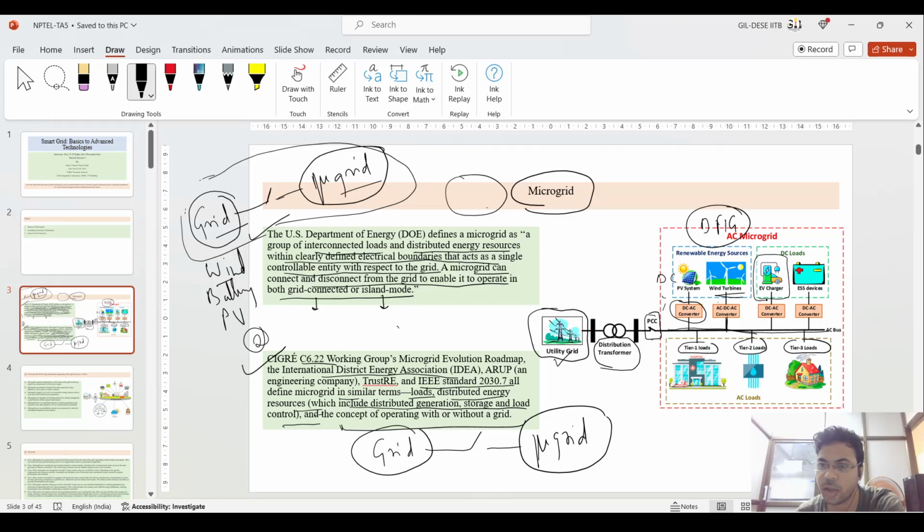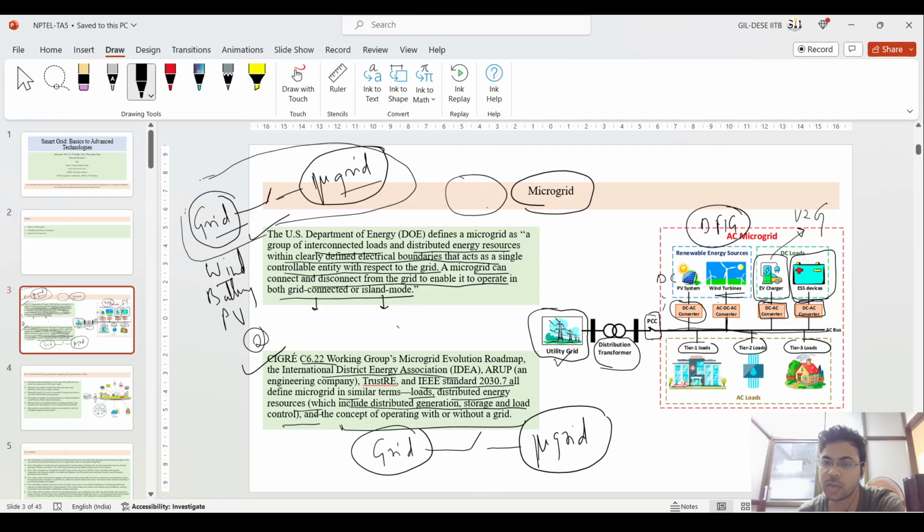In case of this DFIG based system, double fed induction generator, and you have an EV charger. EV charger says whether your vehicle is capable of delivering power or not, that is V2G services or not. In that case also you need a DC to AC converter. If it is outside of your vehicle, it is an off-board charger. If it is inside of this EV, that is an on-board charger.